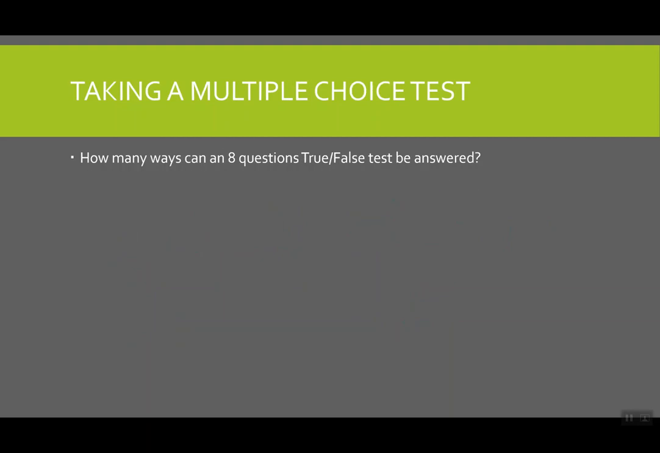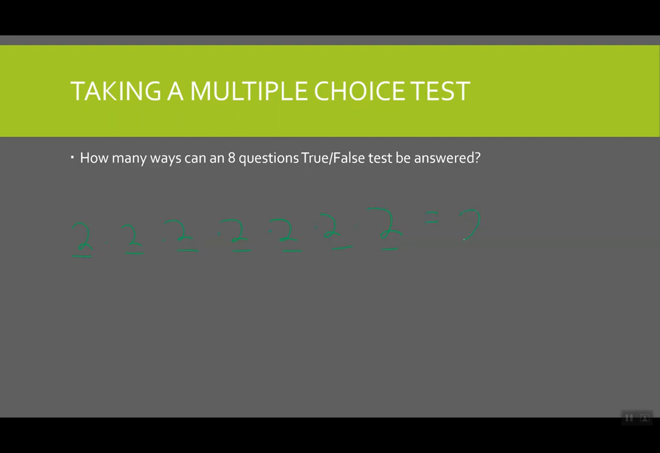Let's lastly look at how many ways you could take a multiple choice test. So let's start small. Say I have an 8-question true or false test. I want to know how many ways it could be answered. So here I have 1, 2, 3, 4, 5, 6, 7, 8 blanks. True or false means there's 2 choices for each of the questions. I'm multiplying all of these together.